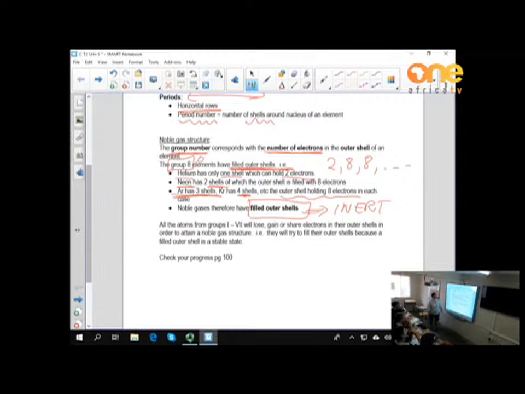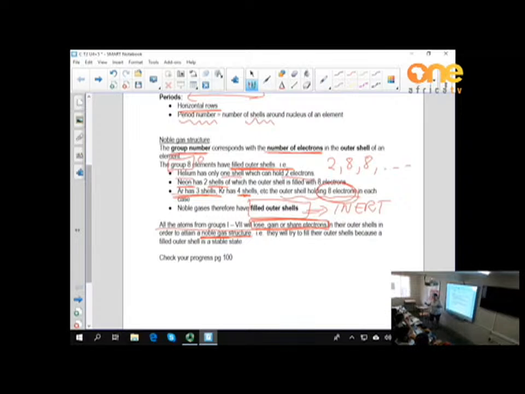All right. All the atoms from groups 1 to 7 will lose, gain, or share electrons in their outer shells, in order to attain a so-called noble gas structure. What's the noble gas structure? 8 electrons in the outermost shell. Any element wants to go to the most stable state. That is why it forms bonds, because usually the compound is more stable than the separate elements.